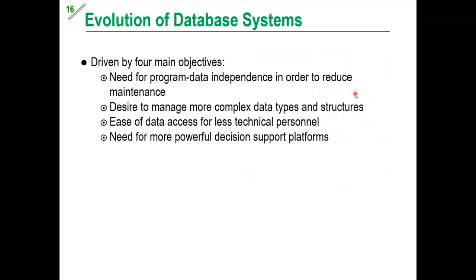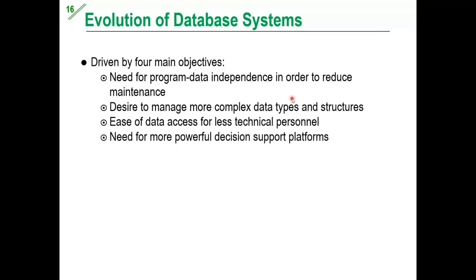So the database systems, as I mentioned before, have evolved in the past decade, and it's driven basically by four main objectives, right? These are the four main objectives why organizations or enterprises use the database way of keeping the information or the data. First, the need for program-data independence, because we need to separate programs and data so they are not dependent on each other, right?